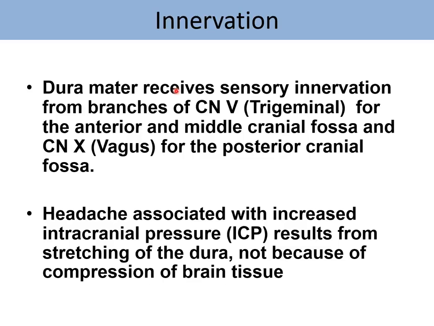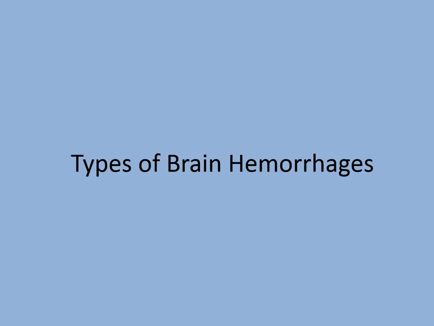The innervation of the dura is largely from cranial nerve 5, the trigeminal nerve, for the anterior and middle cranial fossa, and cranial nerve 10, the vagus, for the posterior cranial fossa. Headache is sometimes associated with increased intracranial pressure from stretching of the dura. Not because the brain itself has pain fibers, but because the stretching of fibers within the connective tissue, the dura itself, will produce considerable pain.